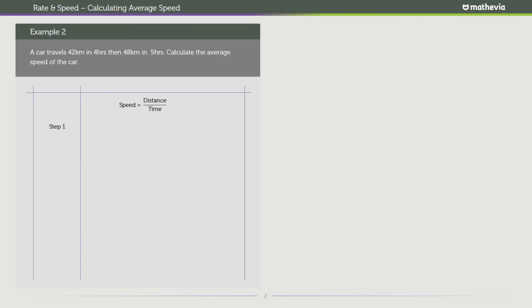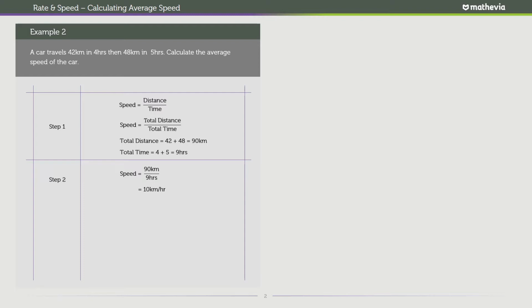So we know that speed is distance over time, but in this case we actually have two instances. Two separate journeys, and we're looking to find the average speed. What we do is we add them up. So speed equals the total distance divided by the total time. For the total distance, you have 42 kilometers plus 48 kilometers gives you 90 kilometers. And your total time is 4 hours plus 5 hours gives you 9 hours. So speed is 90 kilometers divided by 9 hours, and what you have in the end is 10 kilometers per hour.